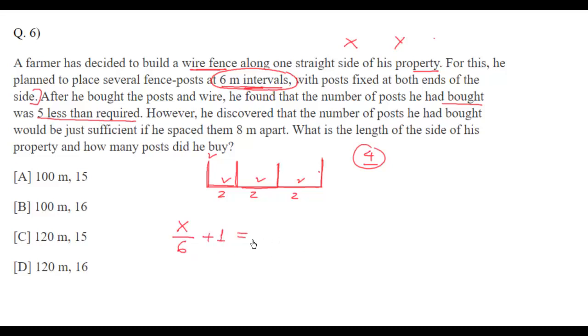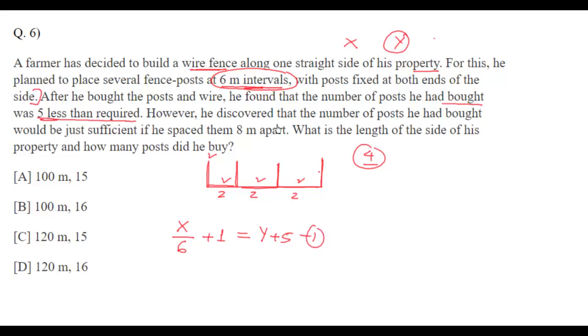And that must be equal to the number of poles. Here the number of poles was 5 less than the required. He bought y, so definitely it should be 5 plus y. Then only he is 5 short of the poles which he bought. So this is the first equation.